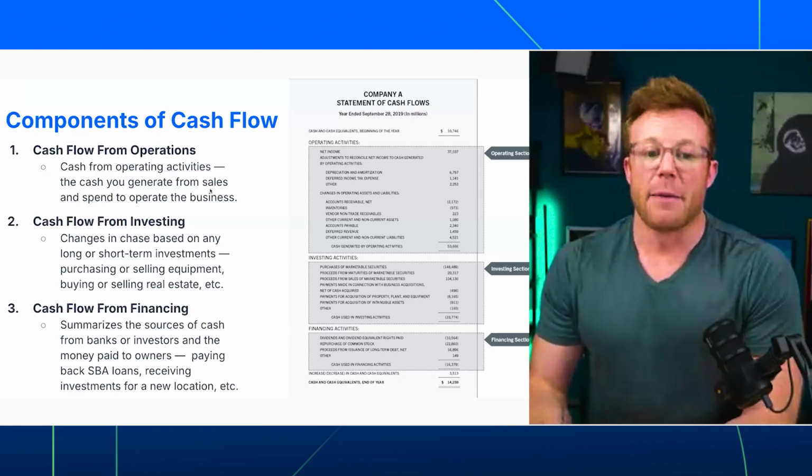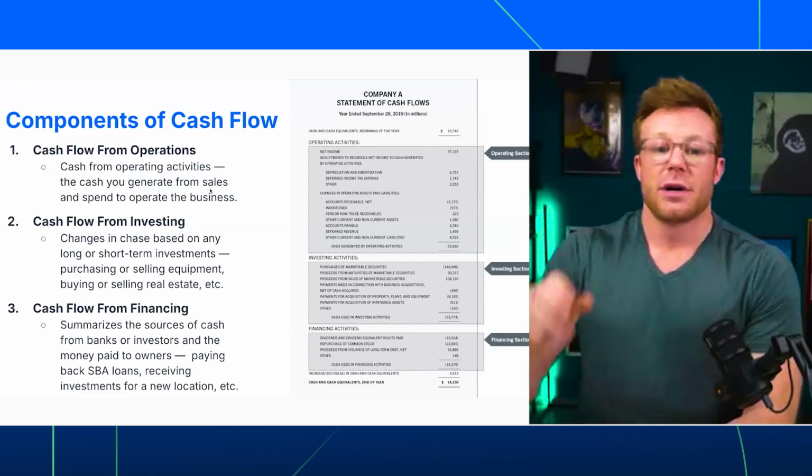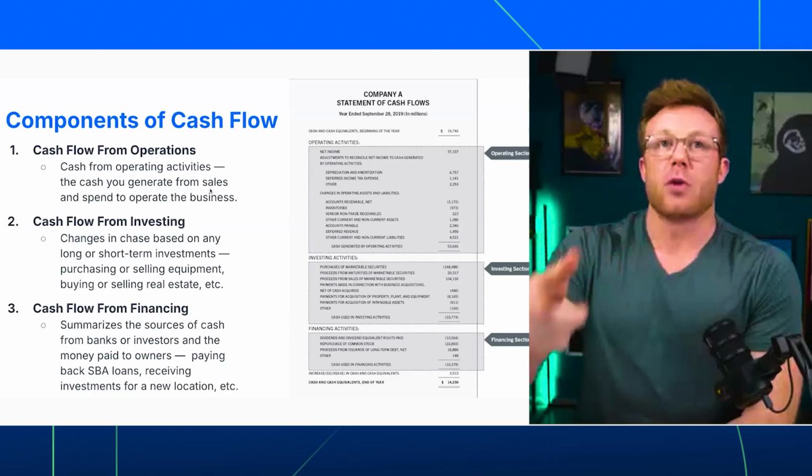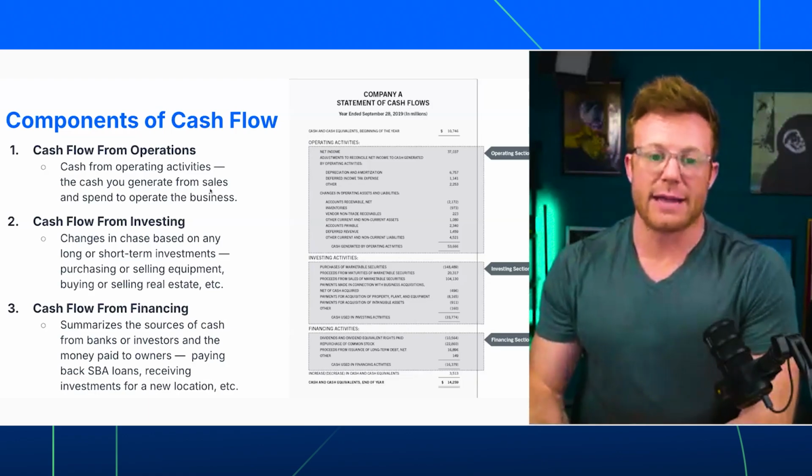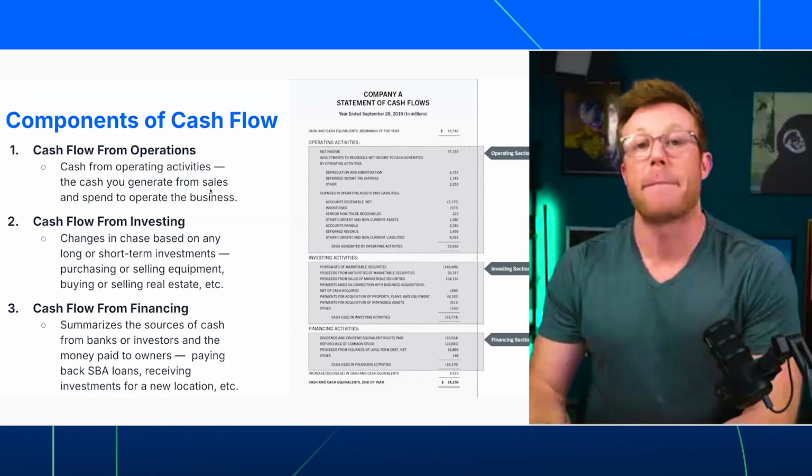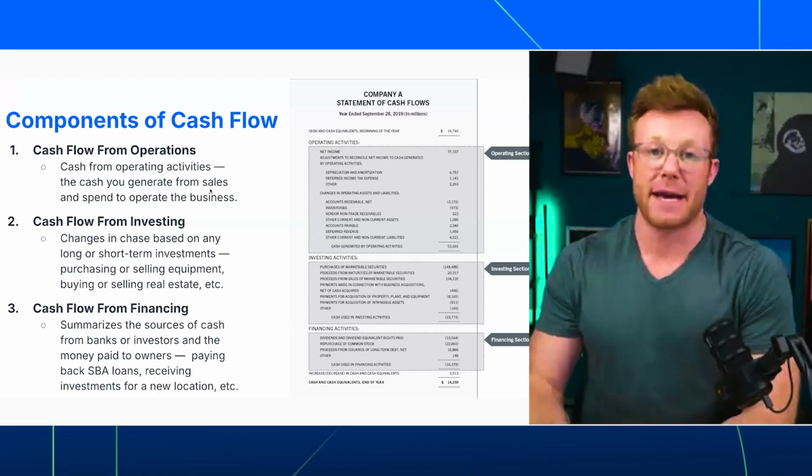Okay. And the last section is cash flow from financing. This one's probably more practical for gym owners than section 2. Okay. This summarizes the sources of cash from banks or investors and the money paid to owners.